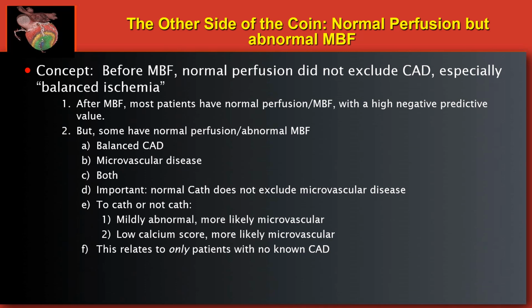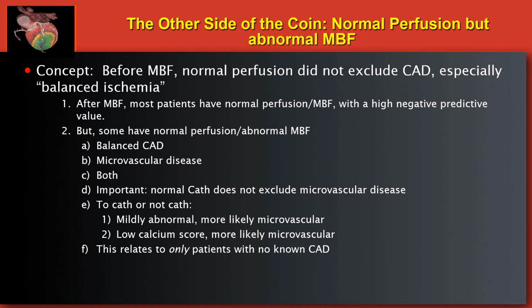And it's really important to note that a normal cath does not exclude microvascular disease because that cath cannot get into the smaller blood vessels to evaluate those. It cannot detect microvascular disease at all. So this really helps physicians to determine to cath or not cath. If it's mildly abnormal, it's more likely microvascular disease. If they have a low calcium score along with it, then it's even more likely to be microvascular disease.